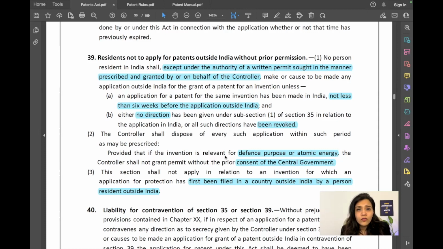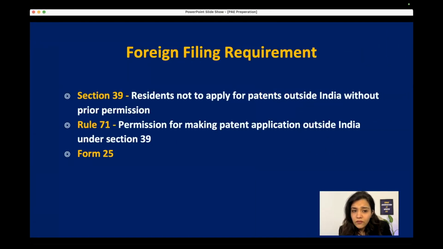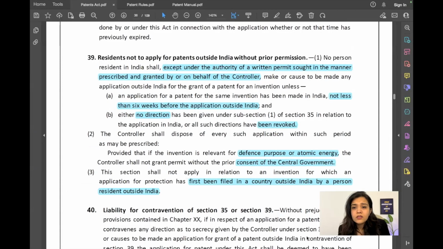I should apply for a foreign filing license, or I should abide by the foreign filing requirements mentioned under Section 39 of this Act. So Section 39, Rule 71 and Form 25. A direct question may come: what is Form 25 and why is Form 25 filed? You need to remember Section 39, Rule 71 and Form 25. These are the three elements of the foreign filing requirement. Let's go through this section once, because there is only one section regarding foreign filing requirement.